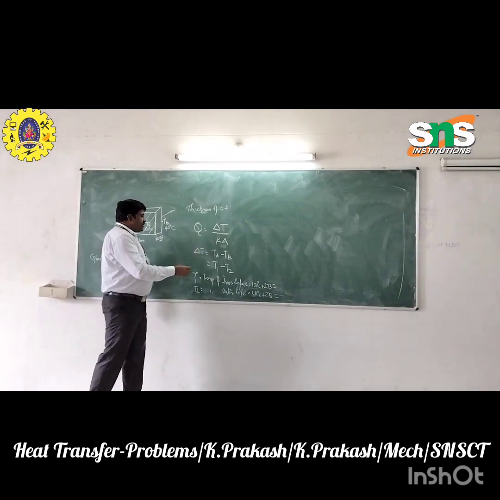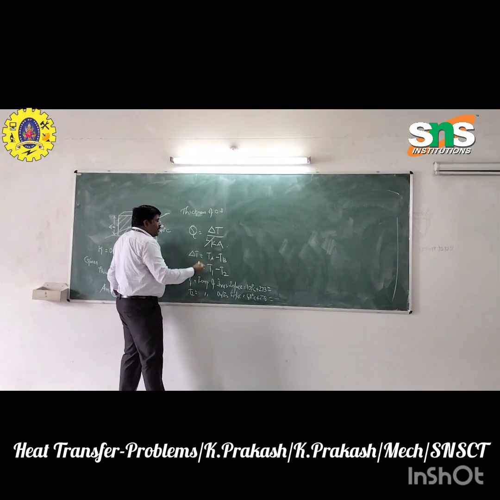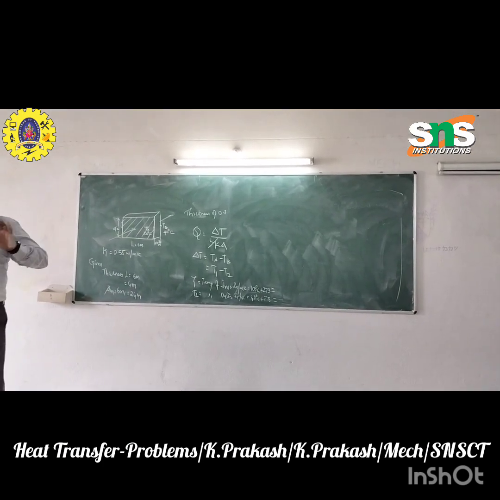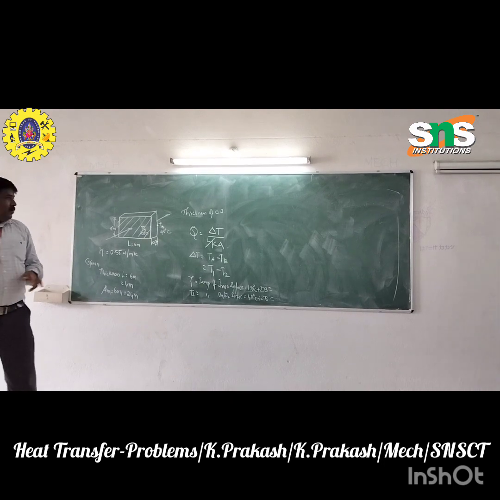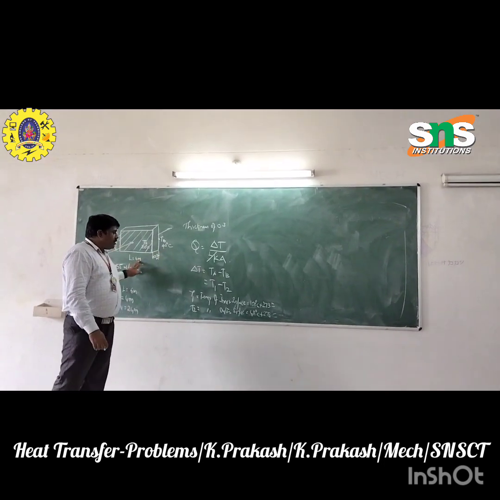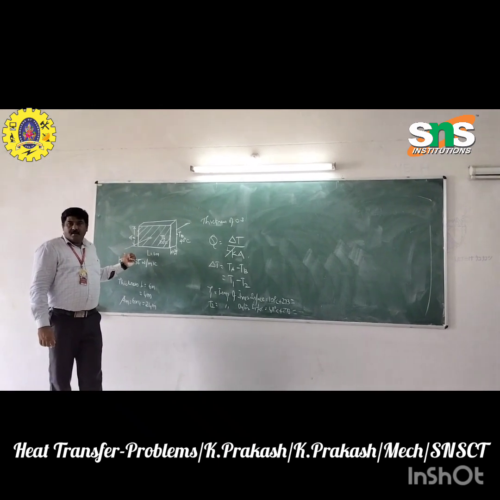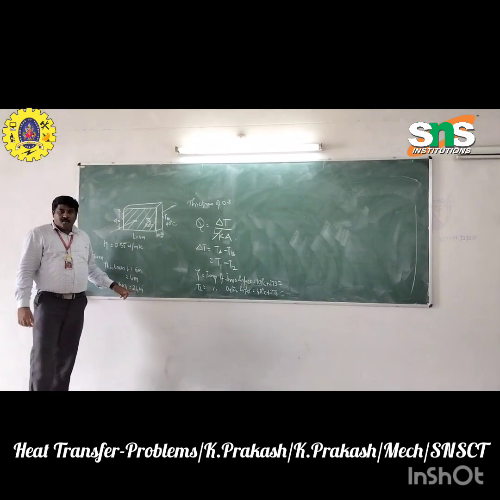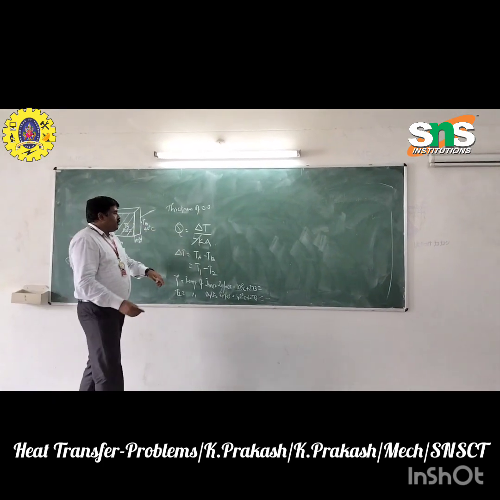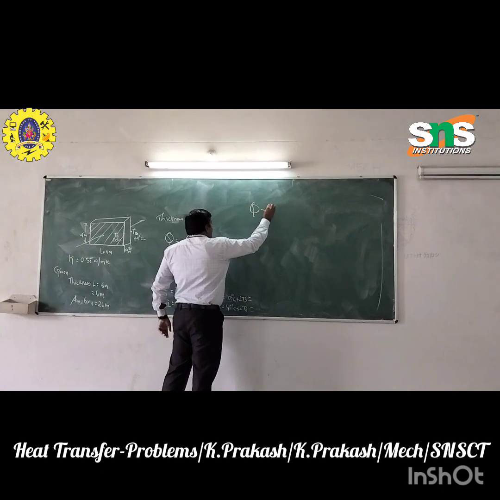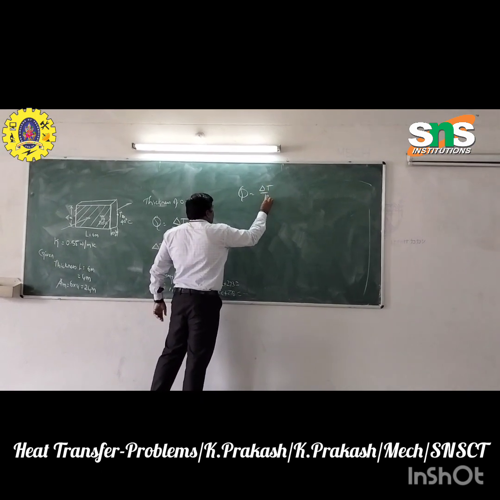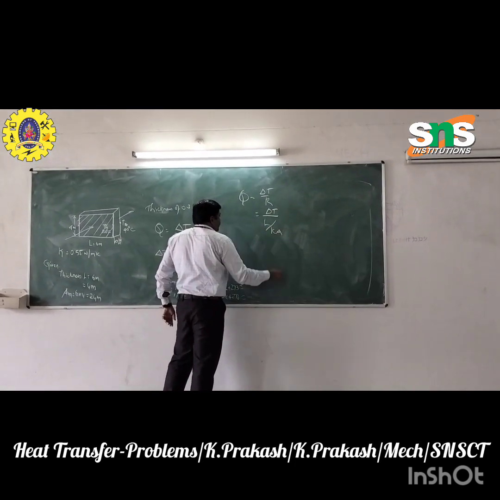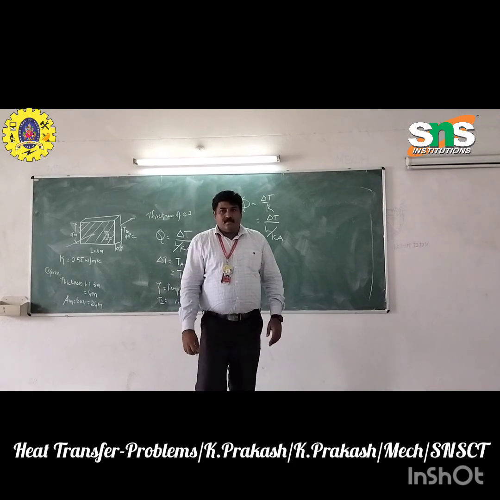Otherwise you can take this as L by K A, length divided by thermal conductivity into area. What about L by K A? What is the length? 6. Thermal conductivity 0.55. What is A? 24. Now please substitute and find out what is Q. Q is equal to del T by R. Here R is given by L by K A. Please find out what is the value. Okay, please make it.